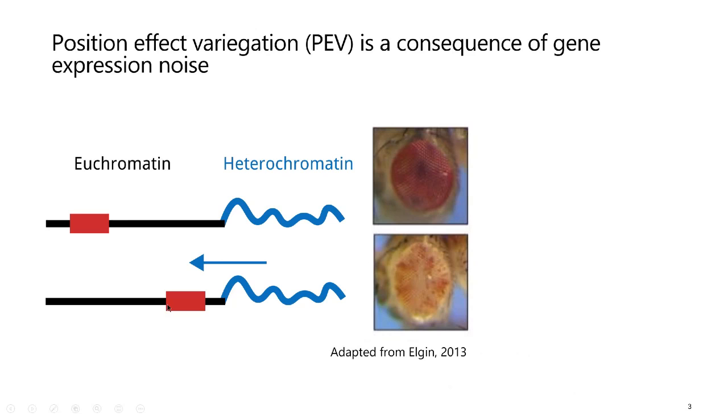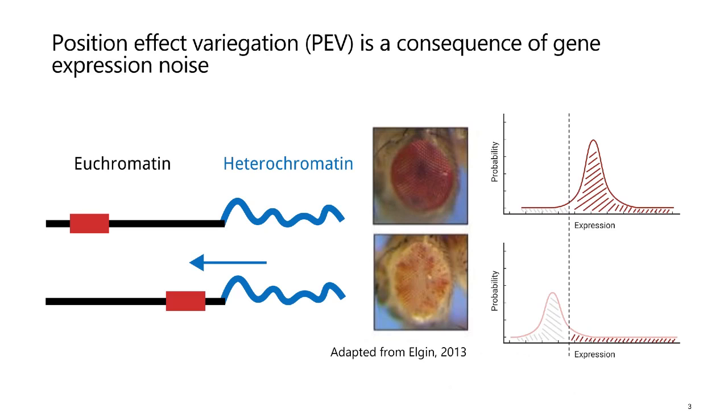However, if you now move the gene close to heterochromatin, you get heterochromatin spreading into the gene, which will turn off the gene in some cells, so you'll get white cells, and leave the gene on in other cells, so you'll get red cells. You end up with a variegated phenotype like this eye here. Now you can imagine that the distribution of red protein in these cells will look quite different.